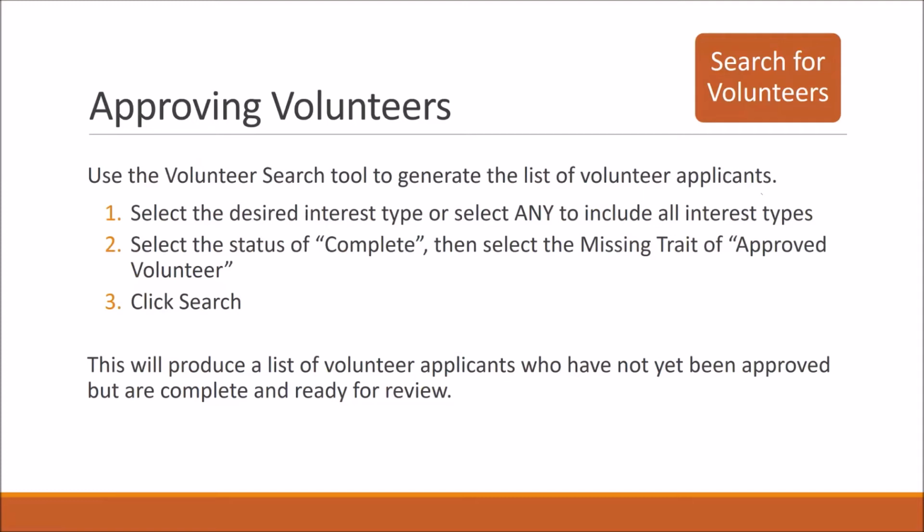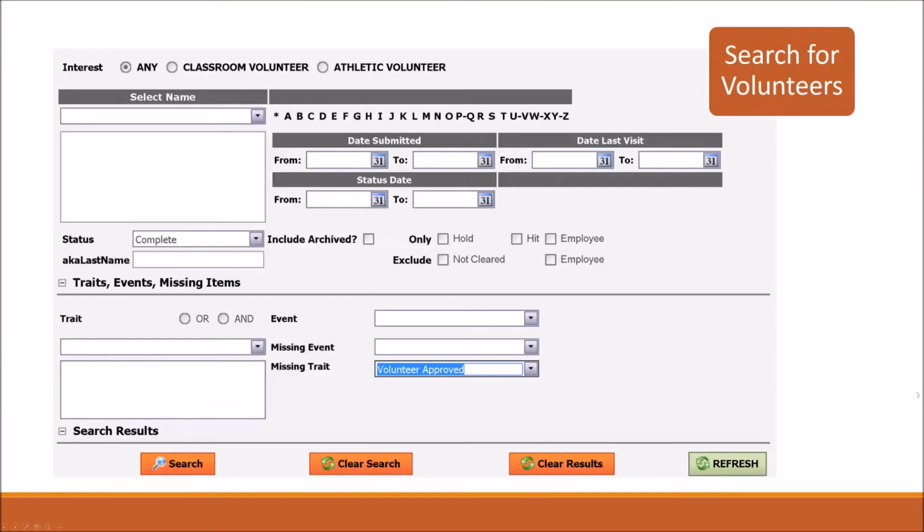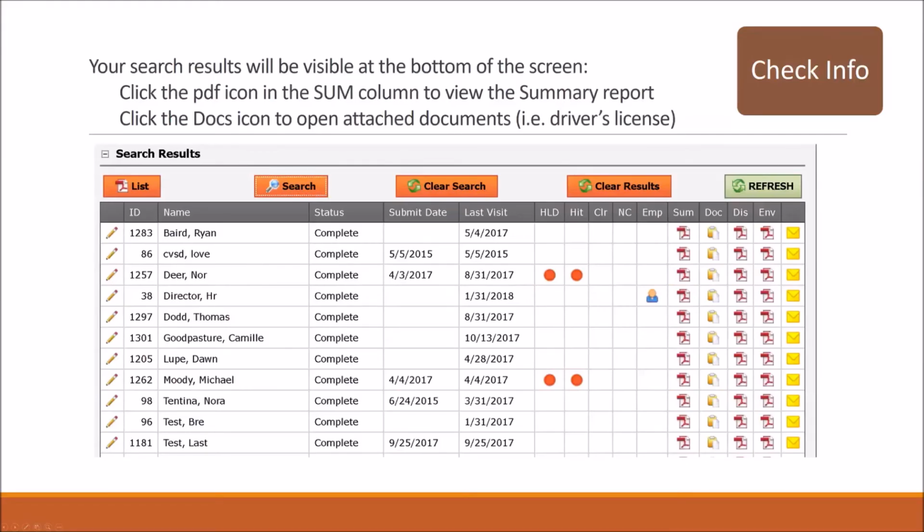We press the search button, and we get that list of everybody who's not yet been approved but is complete and ready for review. That's the first step, searching for the volunteers, and that's what the screen looks like. So I select my interest type, I set my status to complete, I set my missing trait, and I press search. Okay, and here's my list of volunteers that I need to work on.